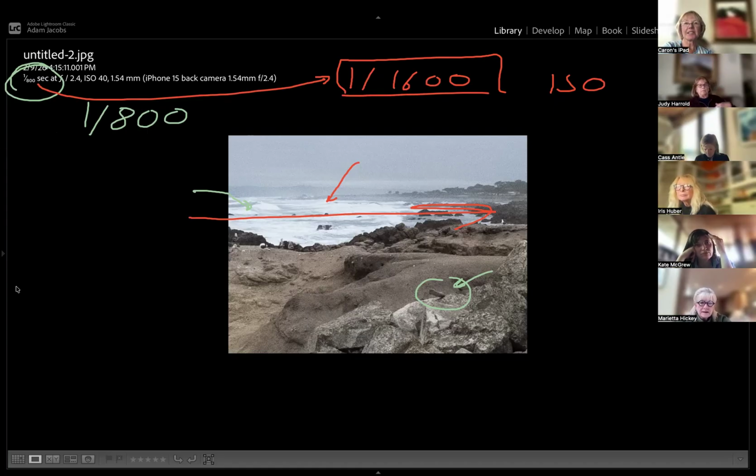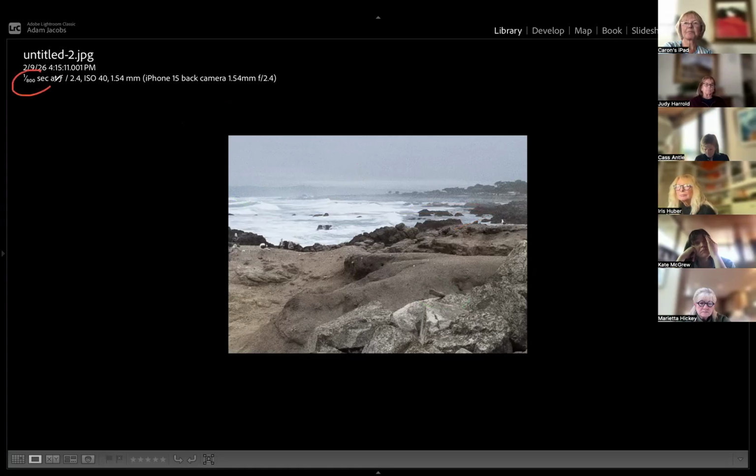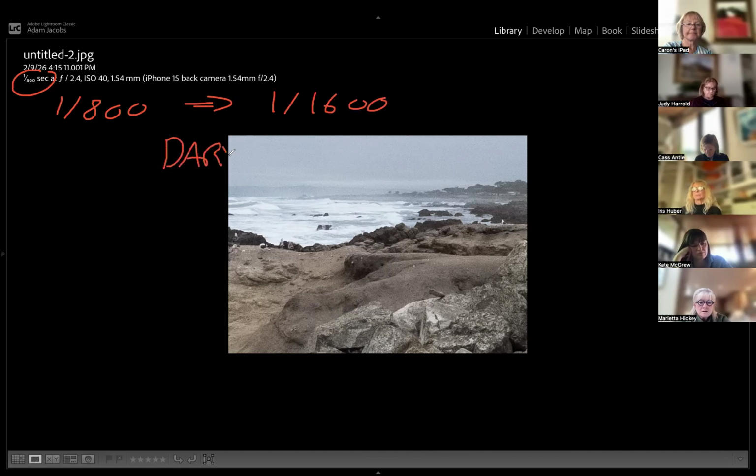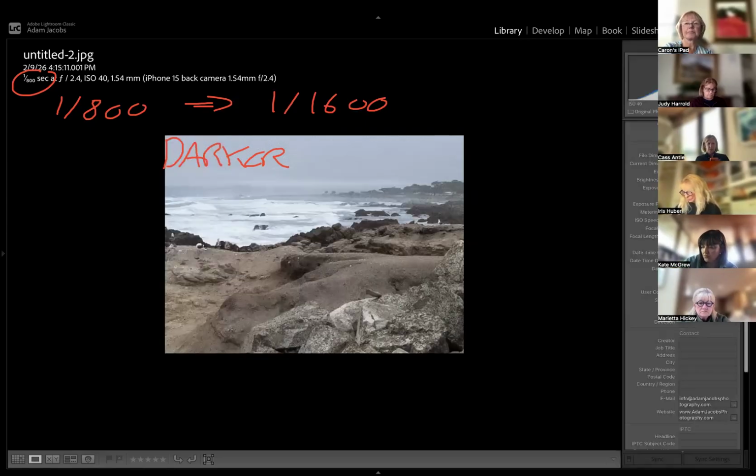So we're going from 1/800 to 1/1600 of a second. That makes the picture darker, but it's going to make the waves crisper. Remember I said ISO is like the dimmer switch in your camera. The lower the number, the darker the dimmer switch; the higher the number, the brighter the dimmer switch.